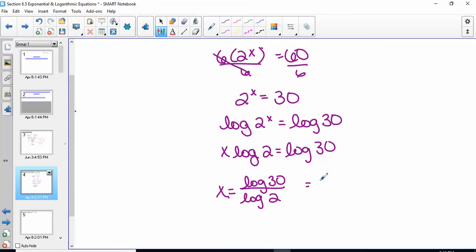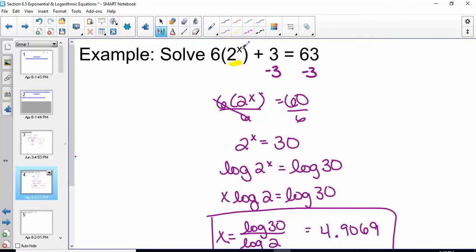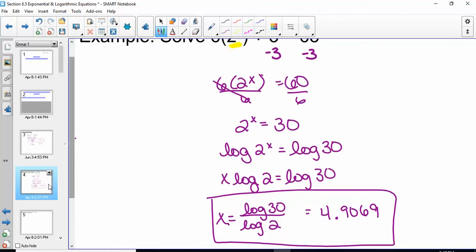If I asked for the decimal, type it in your calculator. If you do not have a calculator at home, you may use Desmos right now. And you should get 4.906. You round up to a 9. So make sure you round appropriately. And you can check these just by plugging it into the original. Keep in mind, since I did round my exponent, it won't turn out to be exactly 63, but it should be very close.